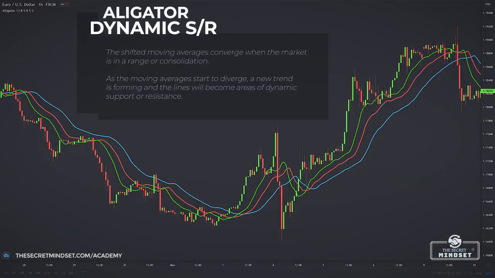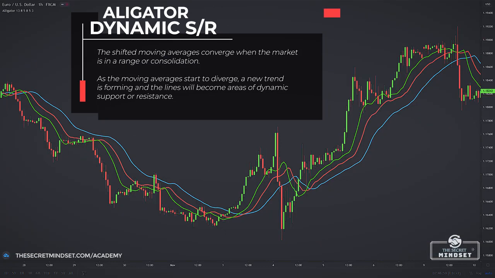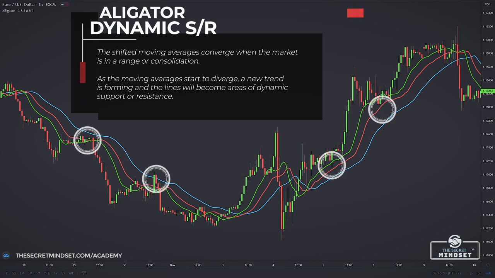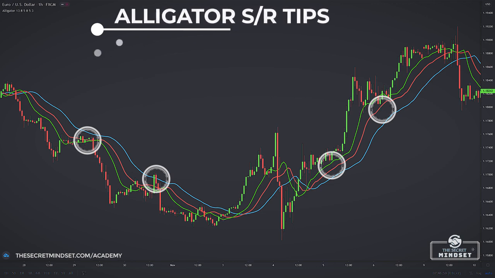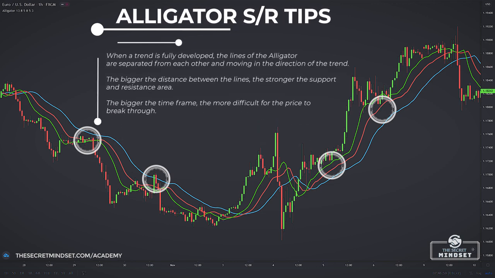The moving averages converge when the market is in a range or consolidation. As the moving averages start to diverge, a new trend is forming, and the lines will become areas of dynamic support or resistance. When a trend is fully developed, the lines of the alligator are separated from each other and moving in the same direction of the trend. The bigger the distance between the lines, the stronger the support and resistance area. The bigger the time frame, the more difficult for the price to break through.